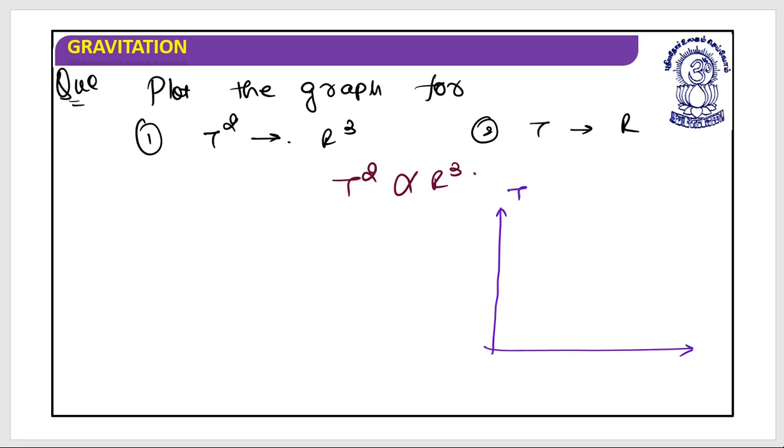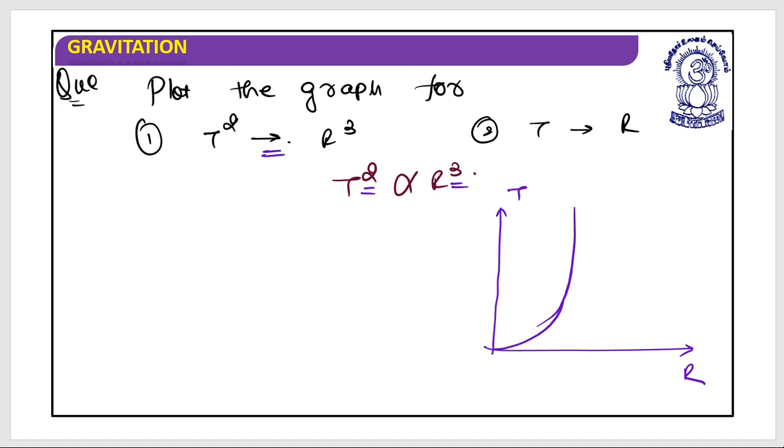This is the situation. This is T, this is r. T has power 2, r has power 3, so we always protect the one which has the lesser power. To protect this, I need a curve or slope something like this. Yes, it's T directly proportional to r.